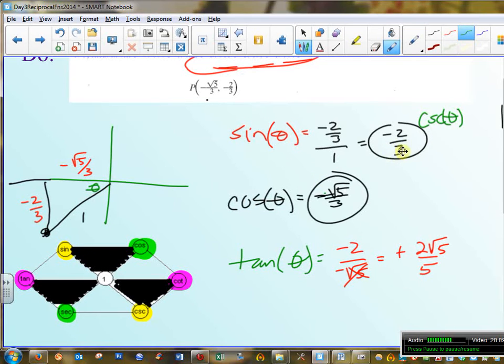Well, if I already have an answer for the sine, I can just take that answer and I can turn it over. Keep the same sign. Remember, if the sign is negative, cosecant will be negative. When you take a reciprocal, you keep the same sign.